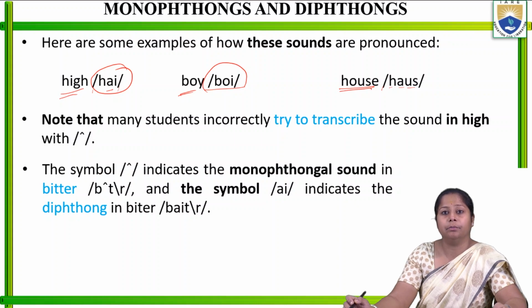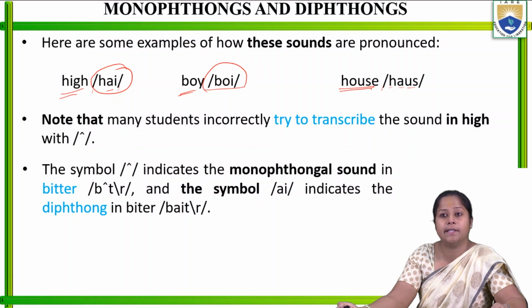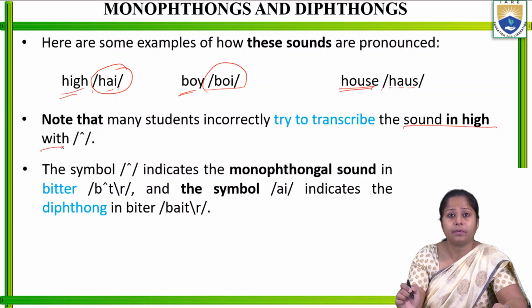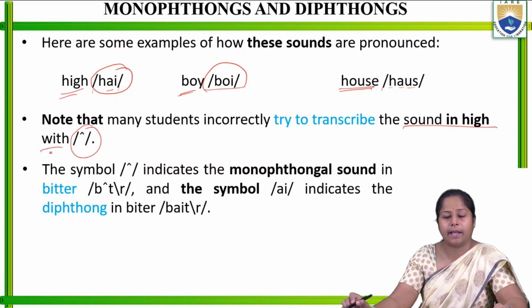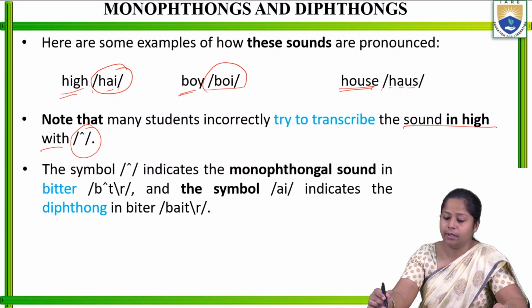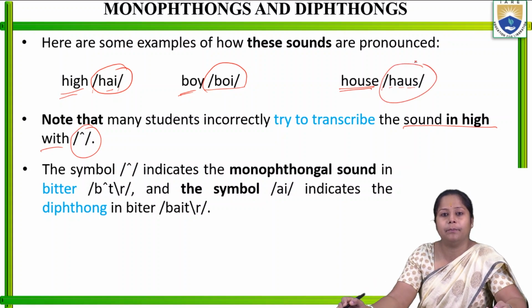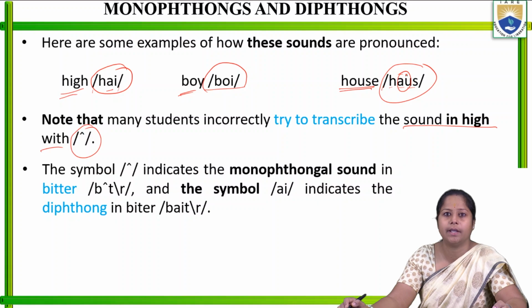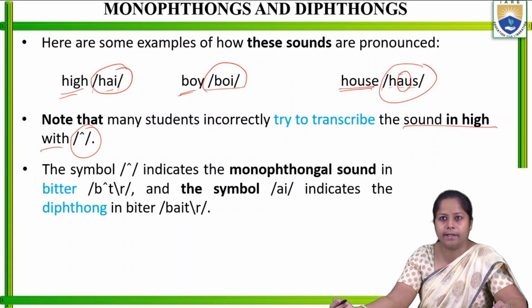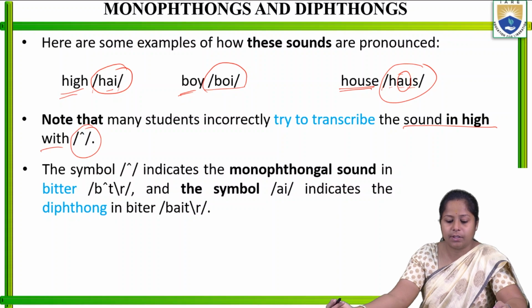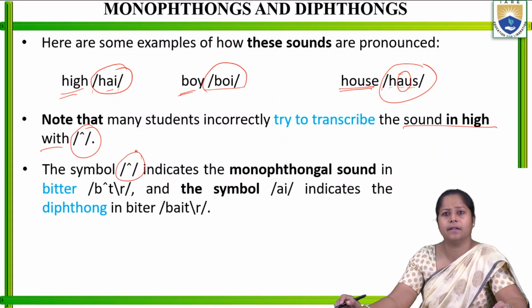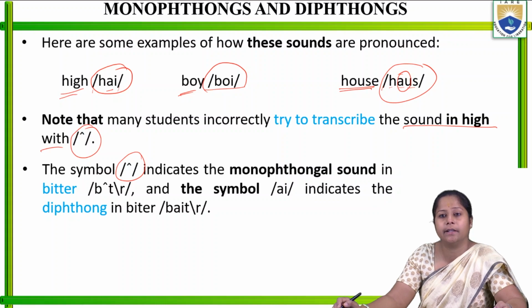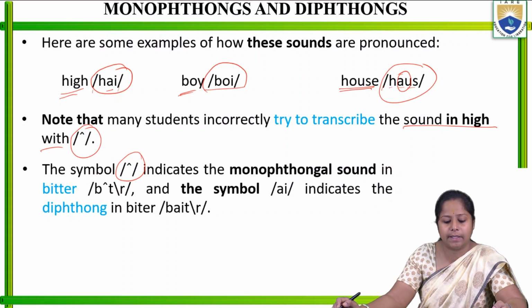So let's make a note: many students incorrectly try to transcribe those. Whenever the sound hi is replaced by caret, that is not correct actually. It has to be replaced with the help of a diphthong. In place of that we have to use AU. AU is the right transcription for that particular word. The caret symbol indicates the monophthongal sounds.